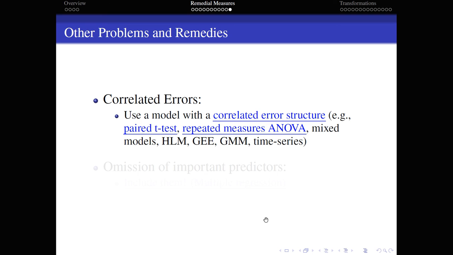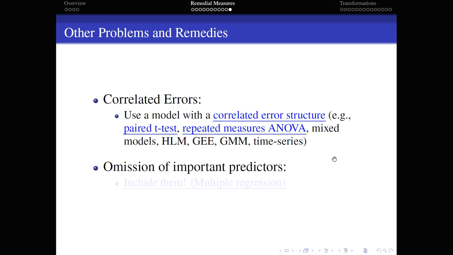Some examples you've already seen: a paired samples t-test you've already seen, I'm sure. Maybe the repeated measures ANOVA you may have seen in Math 116. Mixed models, HLM (hierarchical linear modeling), GEE (the generalized estimating equations), GMM (the generalized method of moments), and time series are all more advanced models that are very commonly used to address this. You have not seen them before, it's safe to say, but they are all common methods to implement. I've actually done work with all these, so all of these are very, very good methods that you can use in their particular place and time.